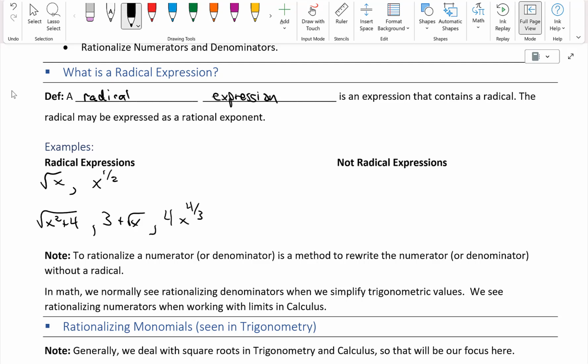So not a radical expression, really literally anything else, right? We can have some polynomial pieces. We can have just a constant. Those trig functions aren't radicals. Maybe a natural log, that's not a radical. So a lot of other things we could have, but if it has a radical in it, it's a radical expression.